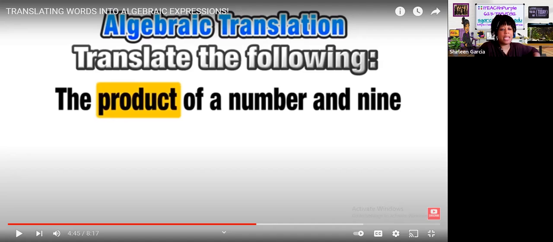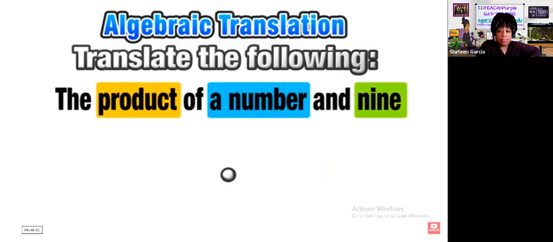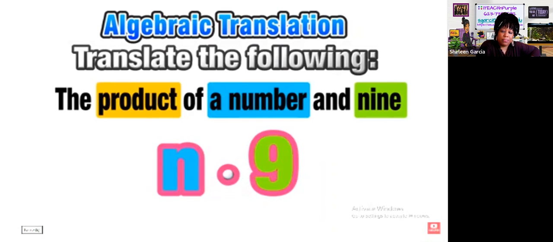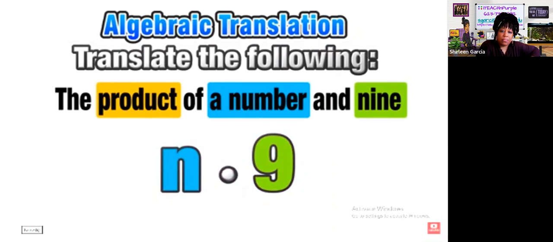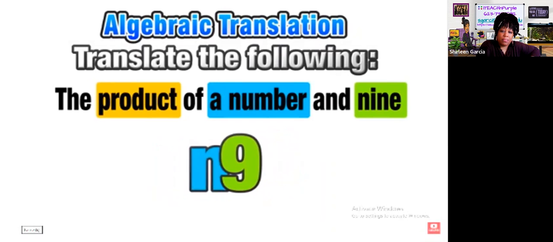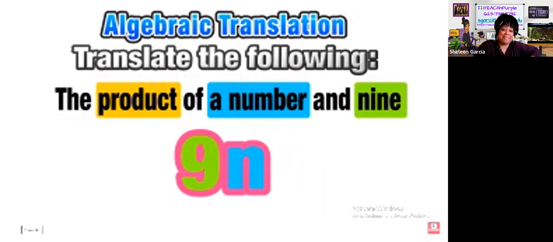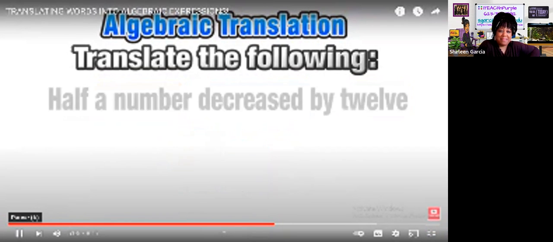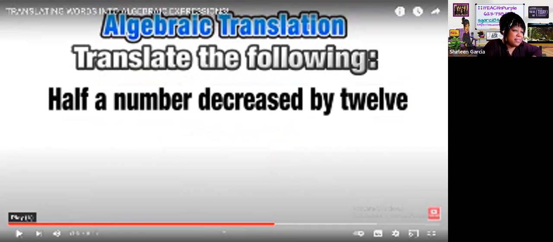Almost. Let him explain it because I'm going to confuse you. This is hard for me to explain, but he does a really good job of it. But Tyreek, you're so close. So we know that product just means to multiply. And what we're multiplying together is a number, we'll call it n, and the number 9. Now, n times 9 is fine, but we'll more commonly see it written as 9n without the multiplication sign, but that means 9 times n. Did that make sense?